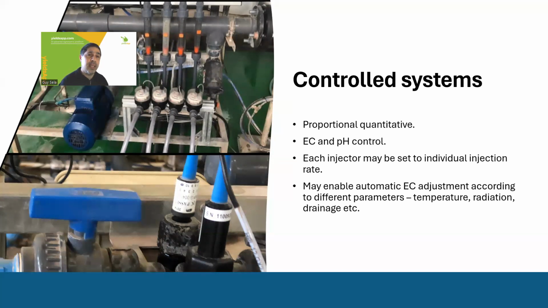You can say, I want an EC of 1.5 decisiemens per meter, and then the system will automatically adjust the injection to reach this EC level. It still doesn't tell you what exactly you apply. Again, I emphasize that because it's extremely important, and we'll see that later in the platform. You need to do the calculation.